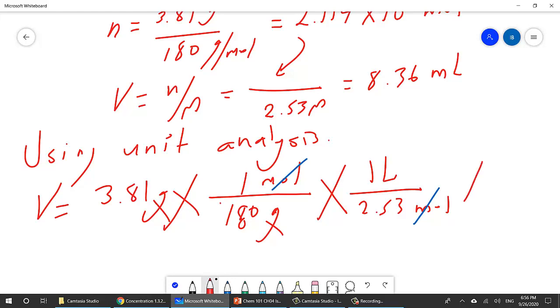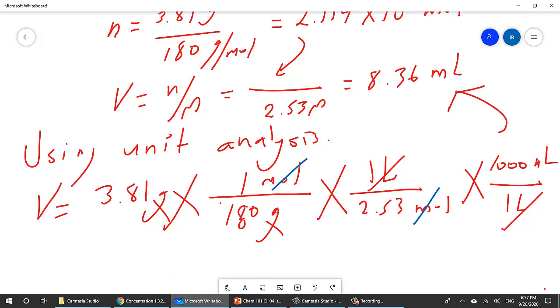That's good. You just need the answer to be in milliliter, then you multiply by a factor, which is 1000 milliliter. Sorry, 1 liter is 1000 milliliter. You see how easy this is? So this liter goes with this liter. So basically you take 3.81 times 1000 divided by 180 times 2.53, and you should find this to be equal to this number as well.